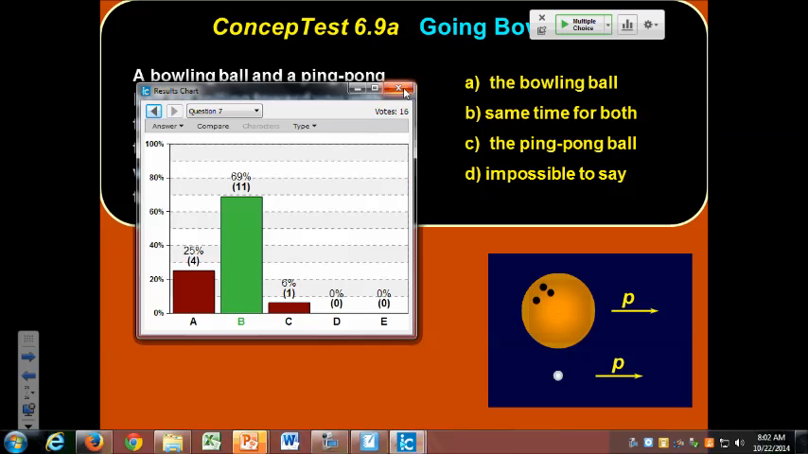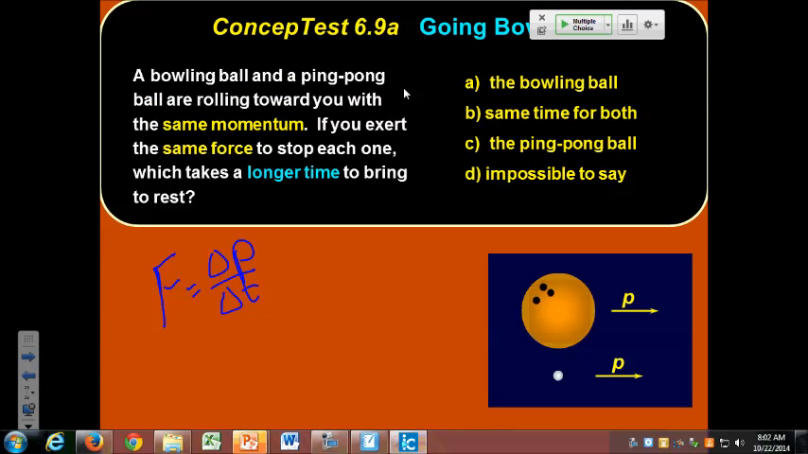Okay, good. Which one's going to be traveling faster? Right, the ping pong ball. They have the same momentum, so their product of mass and velocity is the same. But the ping pong ball obviously has a much smaller mass, so it's going to see a larger velocity. But they have the same momentum, they have the same force acting on them, so they'll require the same amount of time.